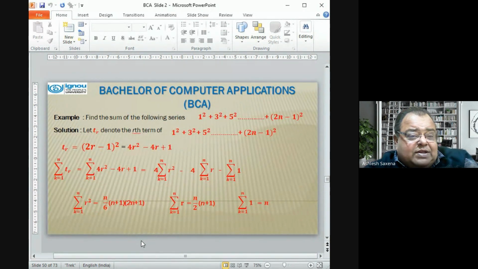Now see what the different steps to be followed are. Find the sum of the following series: 1 square plus 3 square plus 5 square, and so on, till the nth term, which is 2n minus 1 whole square. I'm telling you what you are supposed to do. You have to find the sum. So let us write that the rth term is given by tr is equal to 2r minus 1 whole square. Open it up: a minus b whole square is a square minus 2ab plus b square. You will get 4r square minus 4r plus 1.